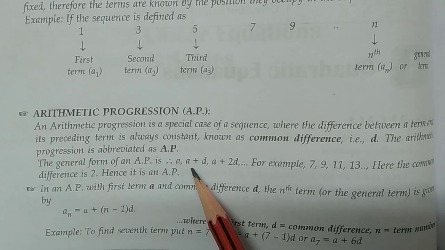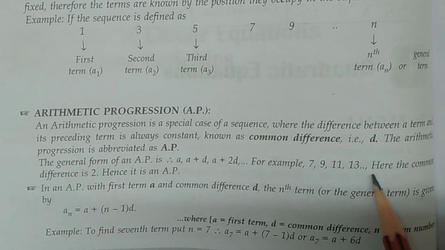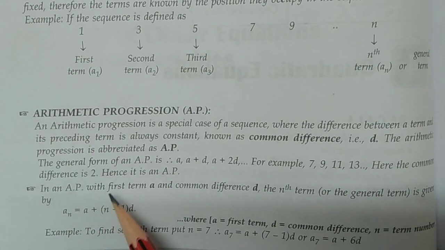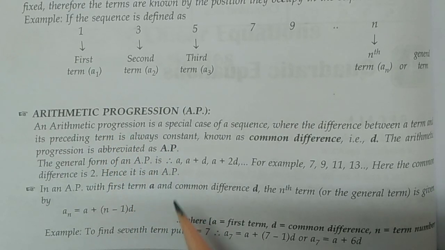a, a plus d, a plus 2d, and so on. For example, 7, 9, 11, 13. Here the common difference is 2. Hence it is an AP, an arithmetic progression.